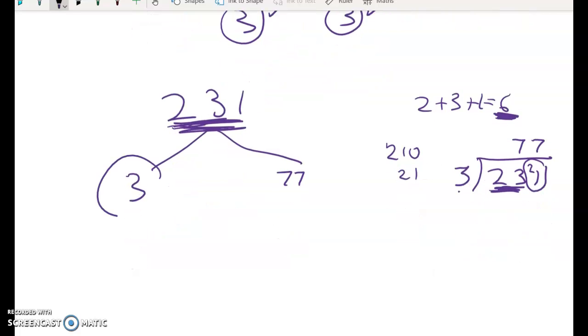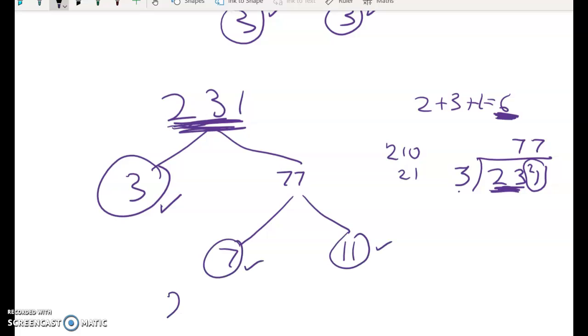Anyway, back to the prime factors. 3 is a prime factor, circle tick, and then 77 is equal to 7 times 11. 7's a prime and 11's a prime. So 231 is equal to 3 times 7 times 11.